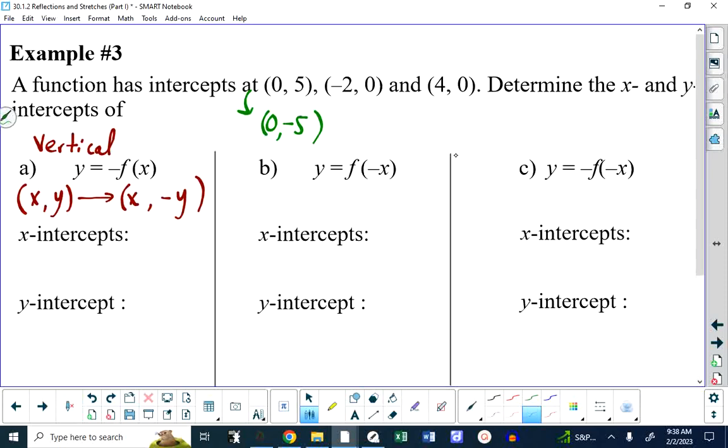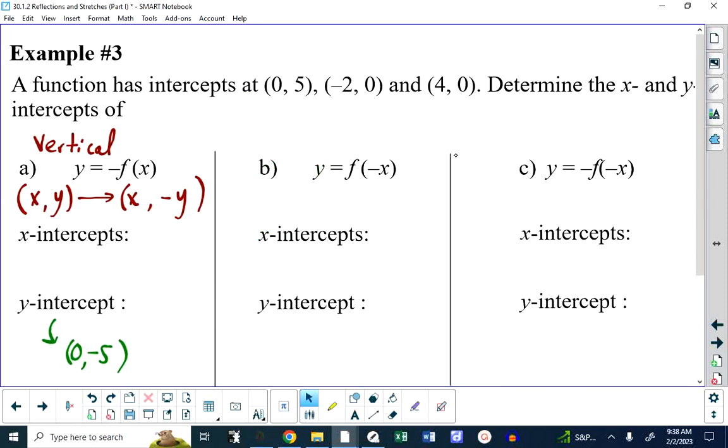What do you think, Alina? X is 0, so y-intercept. And you probably remembered that y-intercepts are always where x equals 0, x-intercepts are always where y equals 0. So this is a y-intercept. And now you can write it down. I just wrote it up there so you can see how I'm getting it.